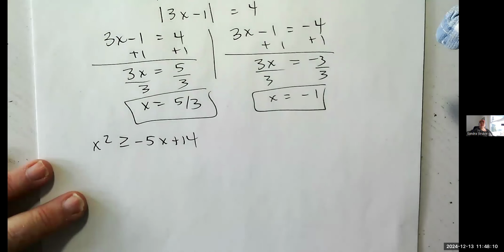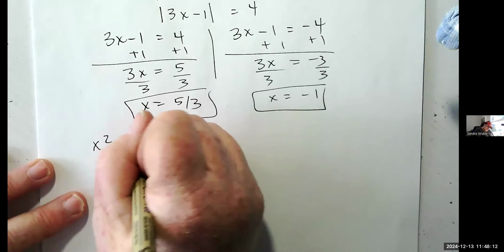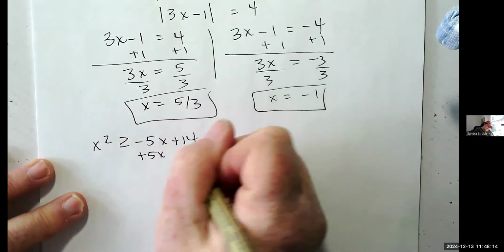Well, you just need everything on the same side. So I'm going to add 5x and subtract 14 from both sides.